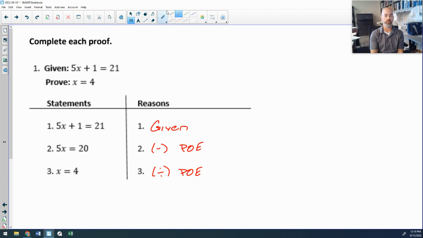And if it helps you think through what you're doing, if it helps you determine what your reasons are, then don't do this in your head. Actually write down, I'm going to subtract 1. And then you have that visual, oh, I subtracted. And then to get from 5x equals 20 to x equals 4, oh, we divided by 5. And if you actually write these steps in there, when it's an algebra proof, it does help you come up with the reasons.